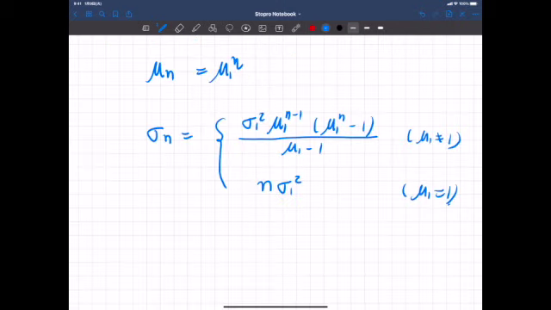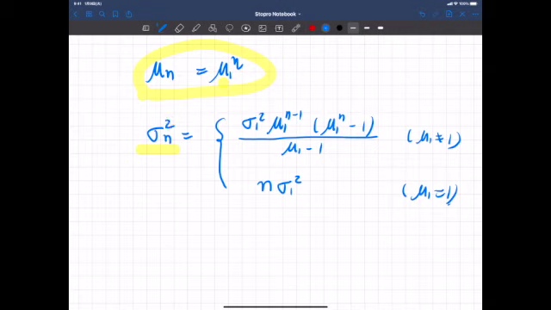Let's summarize the results so far. For the average population size we have this relationship. On average the population grows or shrinks exponentially. If mu 1 is greater than 1, then the population will grow exponentially, and if mu 1 is less than 1, it will shrink and eventually go extinct. And for the variance, it should be sigma n squared.